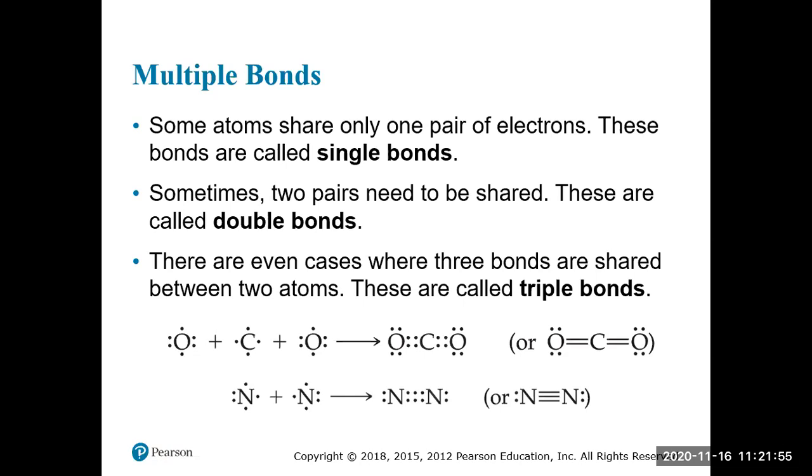So sometimes you can satisfy the octet by having single bonds all around, as we saw in the first examples. Then on these, we see examples of where you need to have either a double or triple bond. Double bonds are fairly common, triple are a little less common, but sometimes you need that in order to satisfy the octet rule.